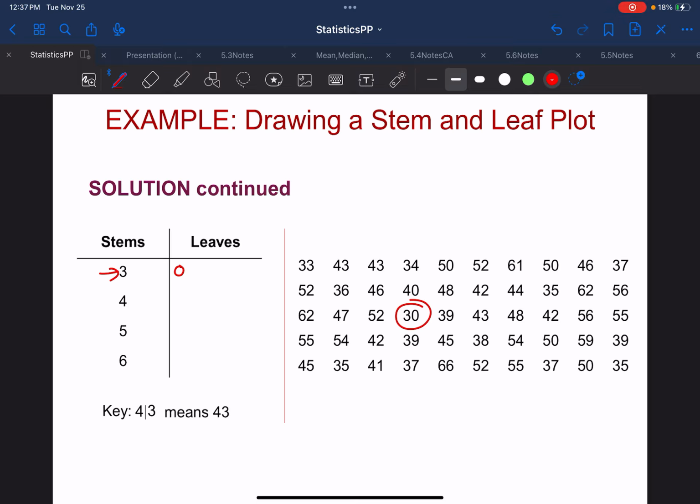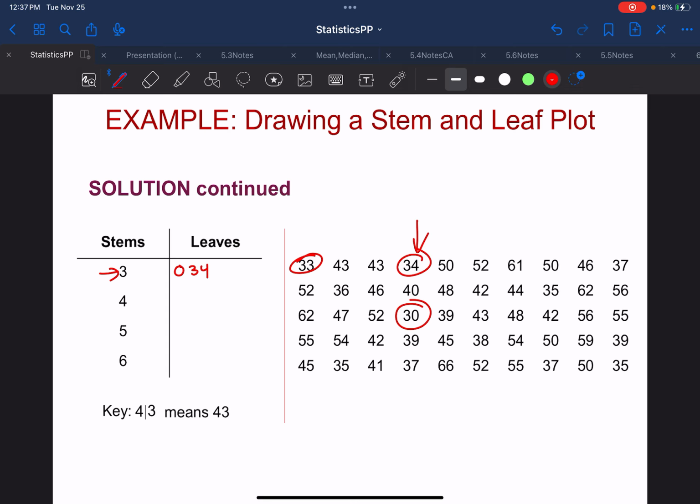And then I look for the next number greater than 30 or equal to it. And I see a 33. Let me see if there's any after that. No, that's the next one. So then I would put a 3 to denote that leaf because that's the last digit there. And then I look for the next one. I see a 34. So I would put a 4 there for the last digit in that number.